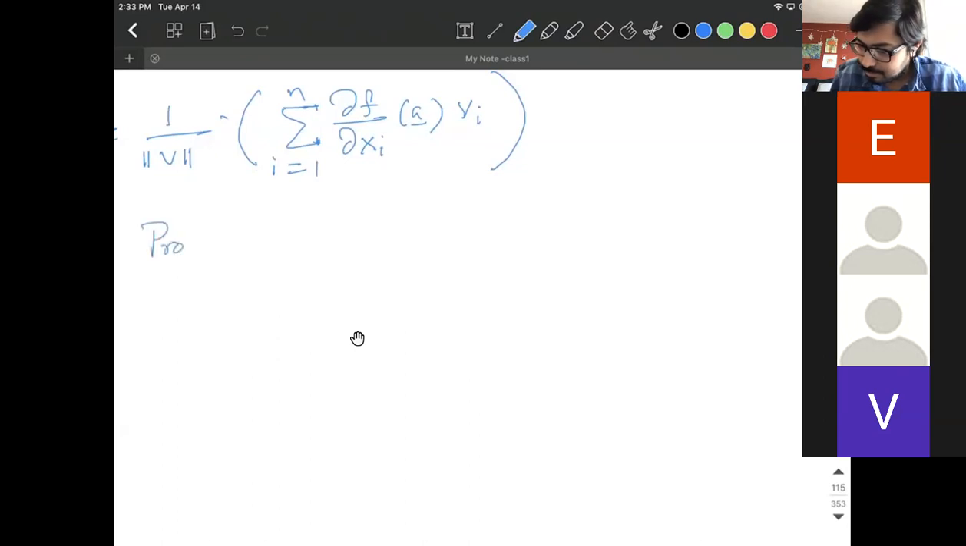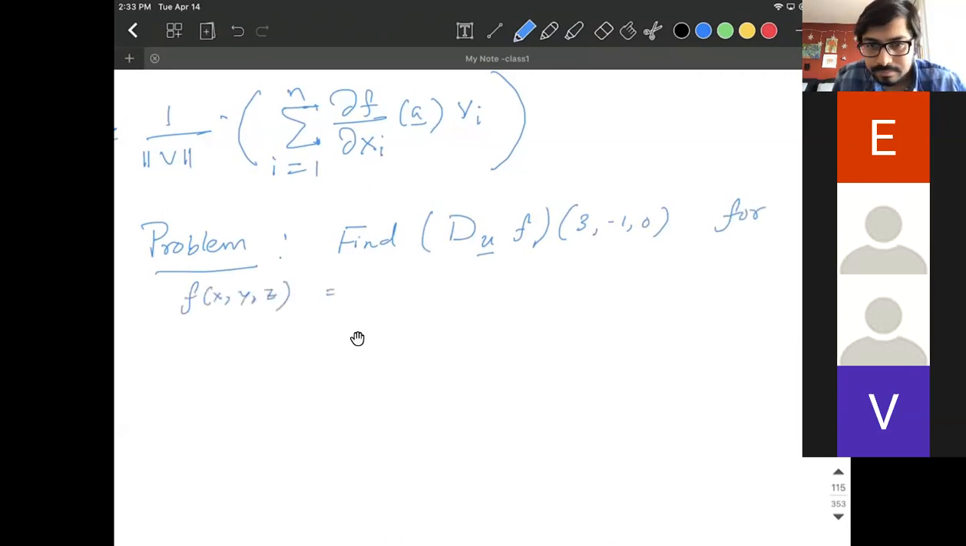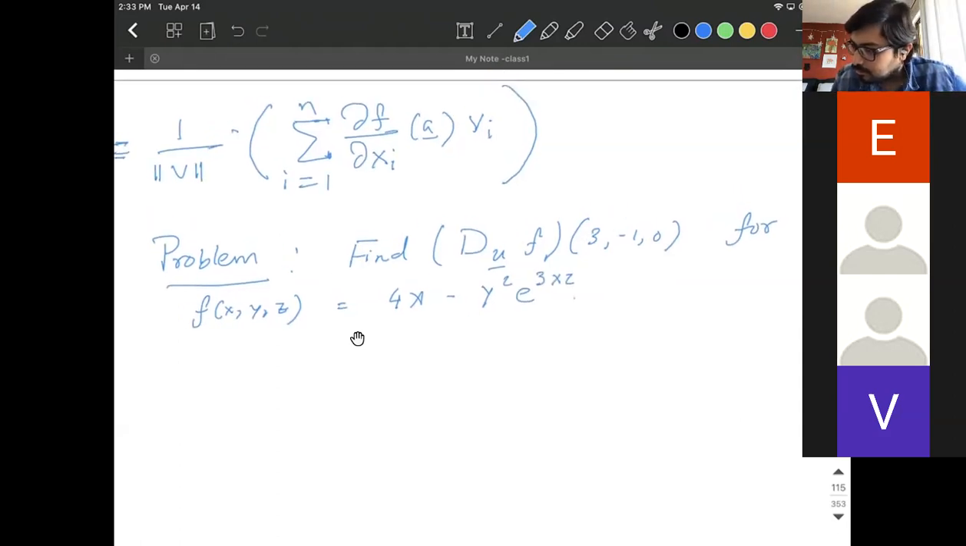So this is the problem. Find duf at this vector 3, -1, 0 for this scalar field. So this is my scalar field. Okay, so this is my function. Now this is just following this formula.